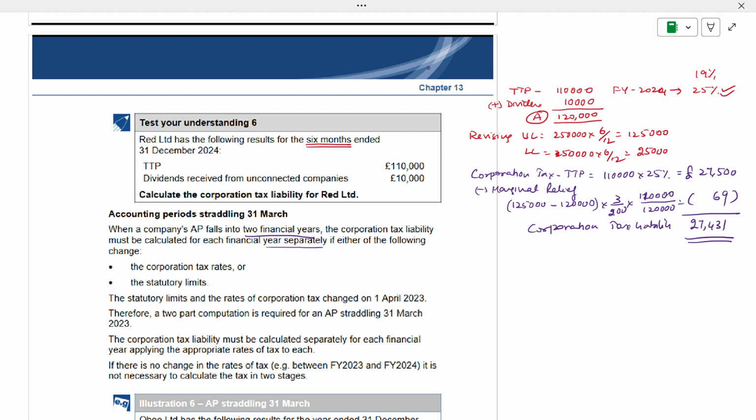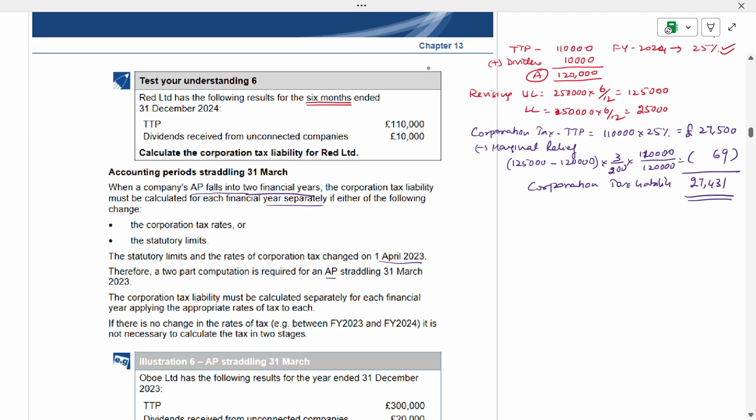Next, accounting periods straddling 31st March. When an accounting period falls in two financial years, the corporation tax liability must be calculated for each financial year separately, if either the corporation tax rates or the statutory limits change. They change on 1st April. Therefore, a two-part computation is required for a straddling period.